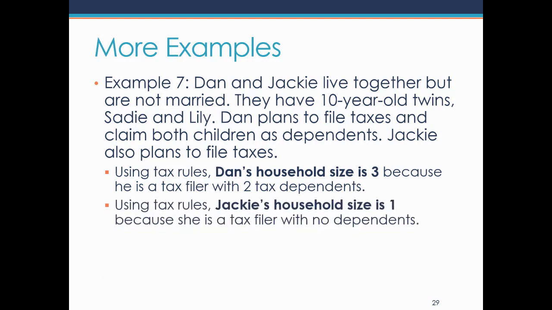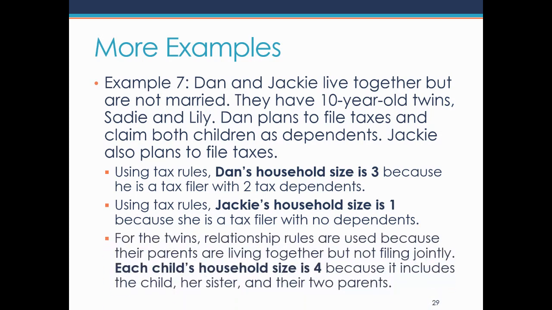Using tax rules, Jackie's household size is 1 because she's a tax filer with no dependents. Starting at the top of our handout, is Jackie filing taxes? Yes. Is she being claimed by anyone else as a tax dependent? No. So tax filing rules are used, and we include Jackie, her spouse if living in the home or filing jointly, and she's not married, and all of her tax dependents, and she doesn't have any. So her household size is 1.